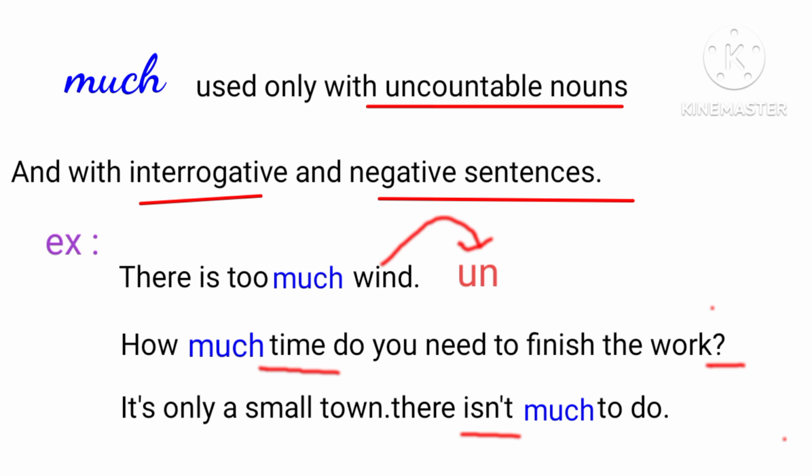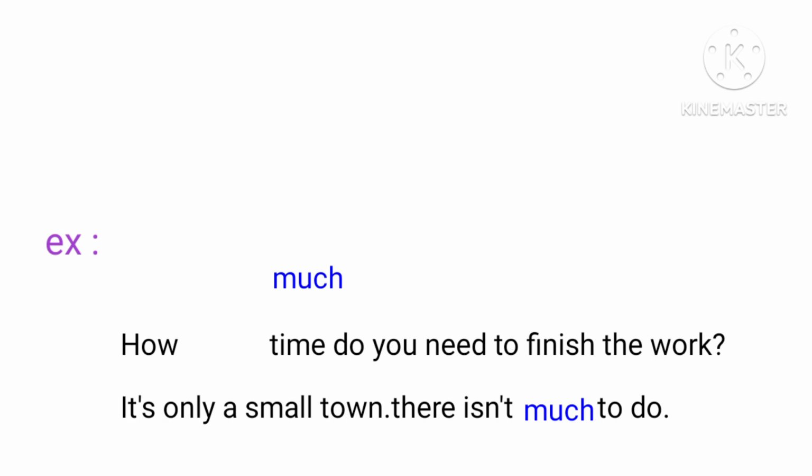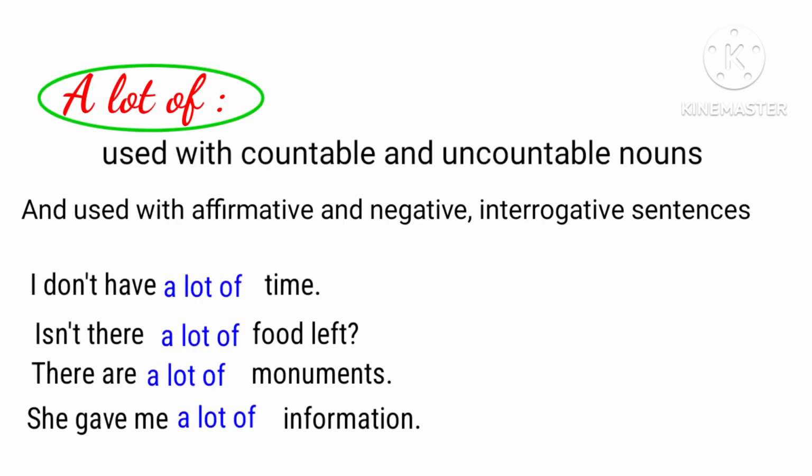The sentence is negative, we use the quantifier much. And the quantifier a lot of is used with countable and uncountable nouns and used with affirmative, negative and interrogative sentences.